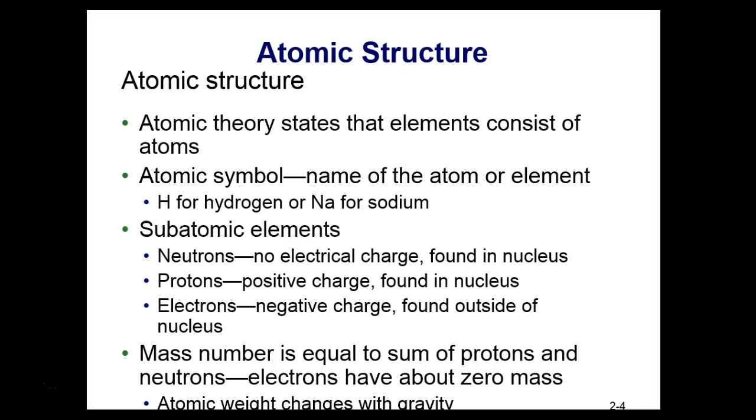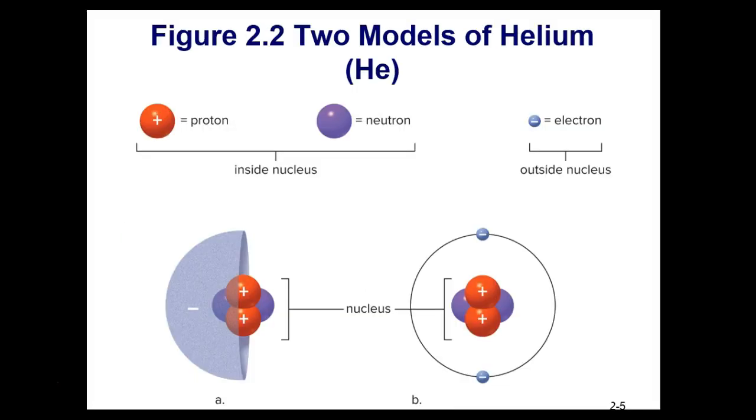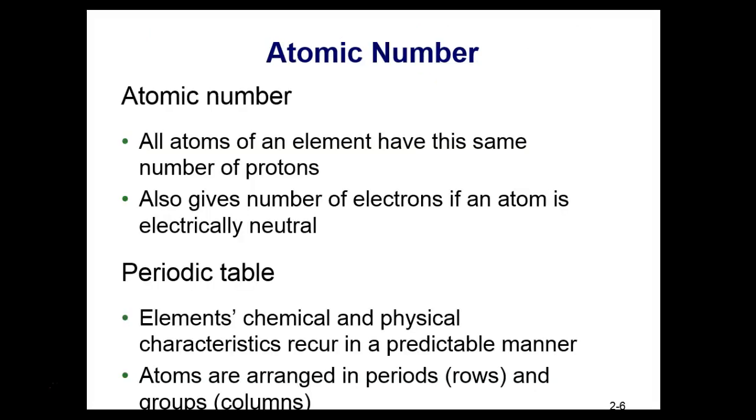If you look at figure 2.2 on page 23, you can see inside of your nucleus you have your protons, which have the positive charge, which are red, and you have your neutrons, which have no charge, which are the purple figures that you see. And circling the protons and neutrons, you have a negative sign, which of course are your electrons. This is in your textbook, figure 2.2, which I just went over for you.